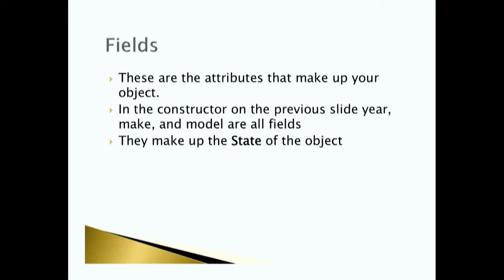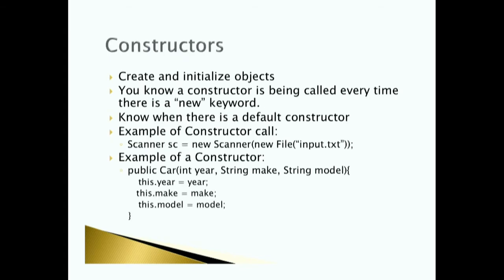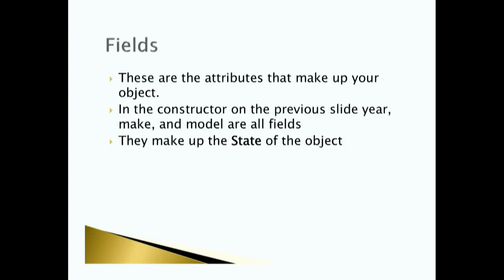So fields are what I've been talking about with objects. They're attributes that make up your object. So back here, year, make, and model are all fields of the car class. They make up the state of the object, you could say. You can also have static fields. We'll talk about that. But fields in general are just the variables that you have inside of your object.